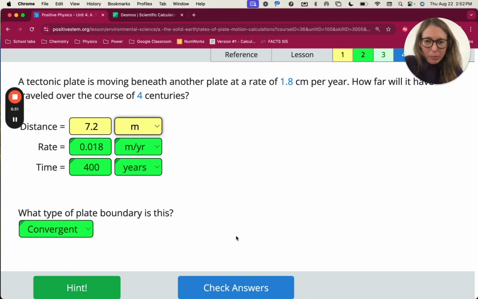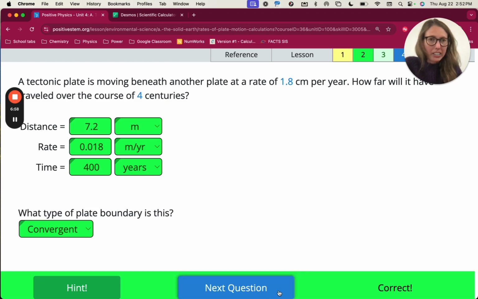As you try these problems, if you aren't sure where to start, try to use those strategies to set them up. Think about what your units are going to cancel out to give you the units that you want. I hope that helps.